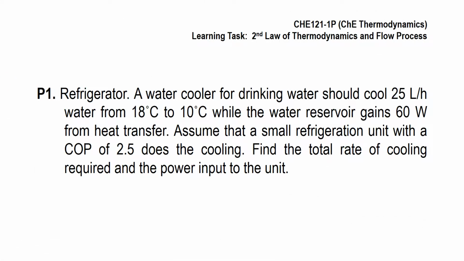Problem 1. Refrigerator. A water cooler for drinking water should cool 25 liters per hour from 18 to 10 degrees Celsius while the water reservoir gains 60 watts from heat transfer. Assume that a small refrigeration unit with a coefficient of performance of 2.5 does the cooling. Find the total rate of cooling required and the power input to the unit.